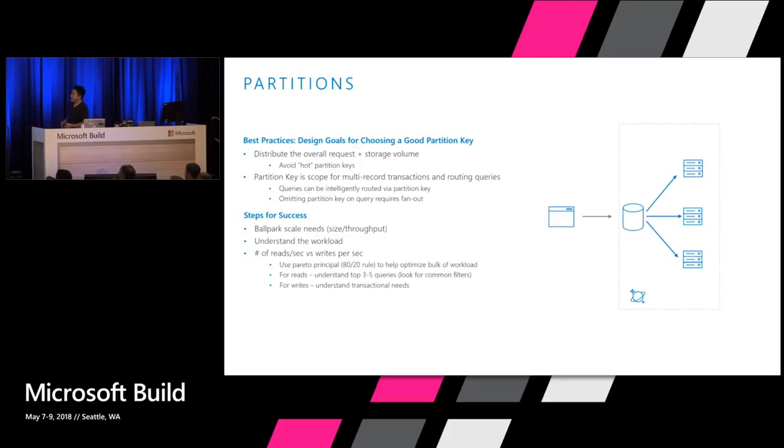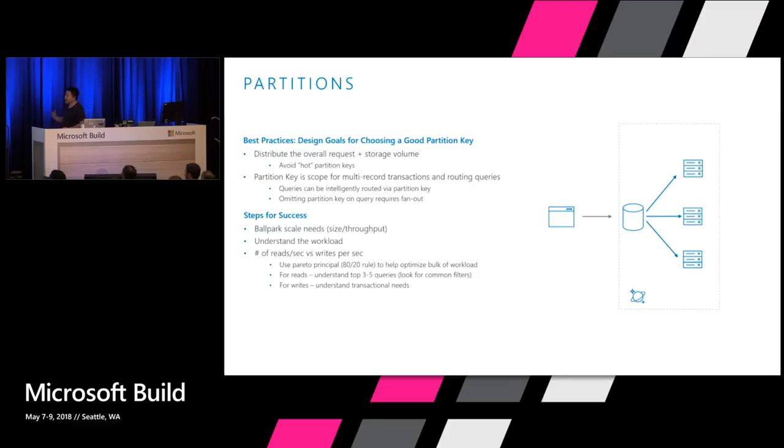So here's what you're going to do. You're going to first ballpark your scale needs. You're going to get an idea of, do I have tens of gigabytes? Do I have hundreds of terabytes? That'll allow me to make a conscious decision on how much I even care about fan out. At the end of the day, if I only have 10 gigabytes of data, this really need not be a concern. Once I understand that, the next thing you'll want to do is understand the workload. Is it read heavy? Is it write heavy?